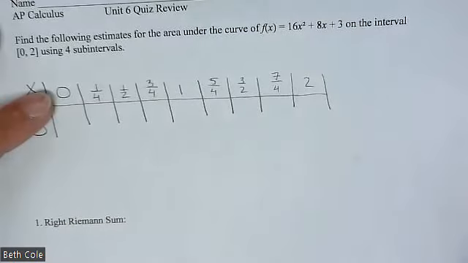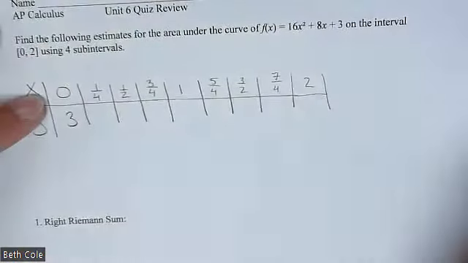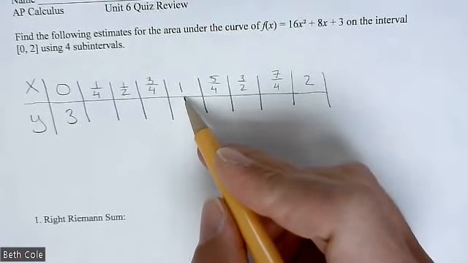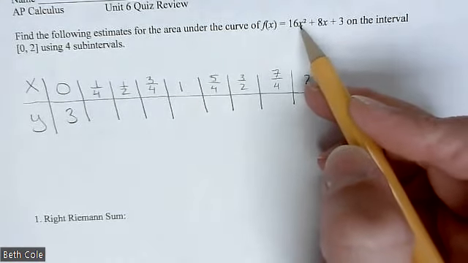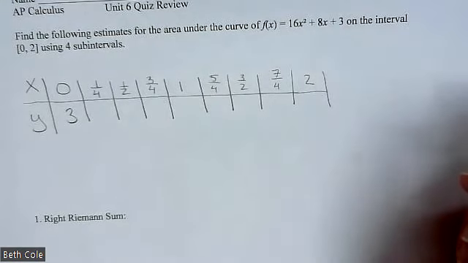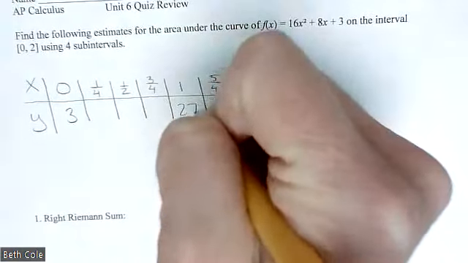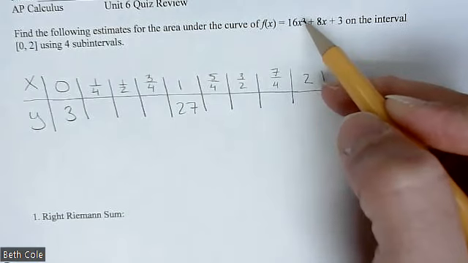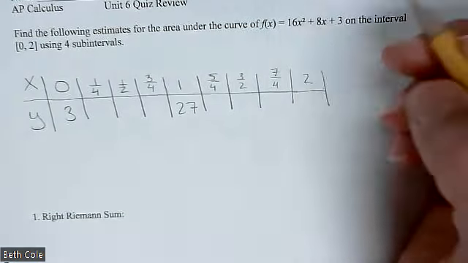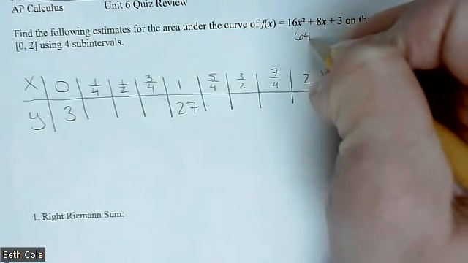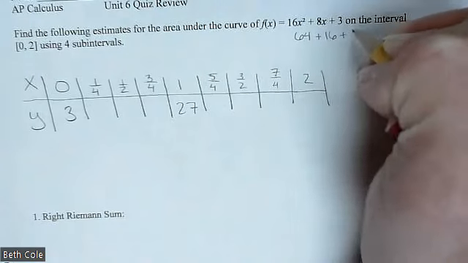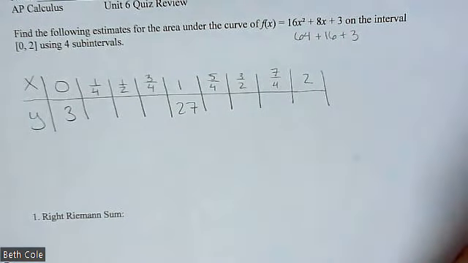If you plug in 0, what are you going to get? 3. Good. That one's not bad. Do you want to do the easy ones first? Let's do 1. I like to do the easy stuff first and then feel like I've gotten started. If you plug in 1, you're going to have 16 plus 8 plus 3. Is that 27? And if you plug in 2, 2 squared is 4 times 16 would be 64. Plus 16 plus 3. So is that 83?